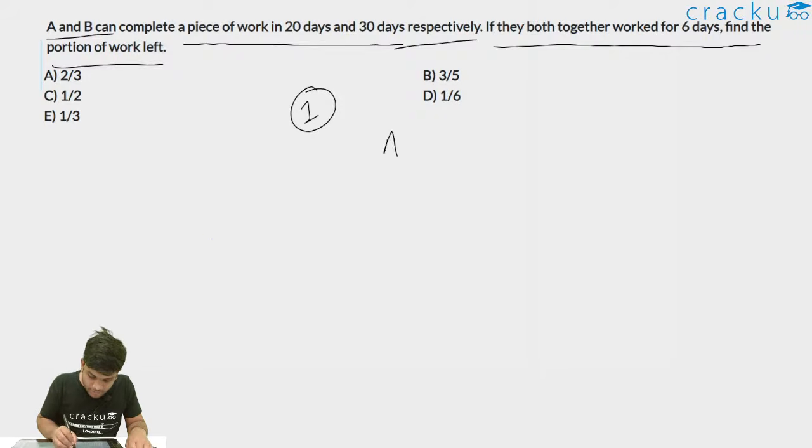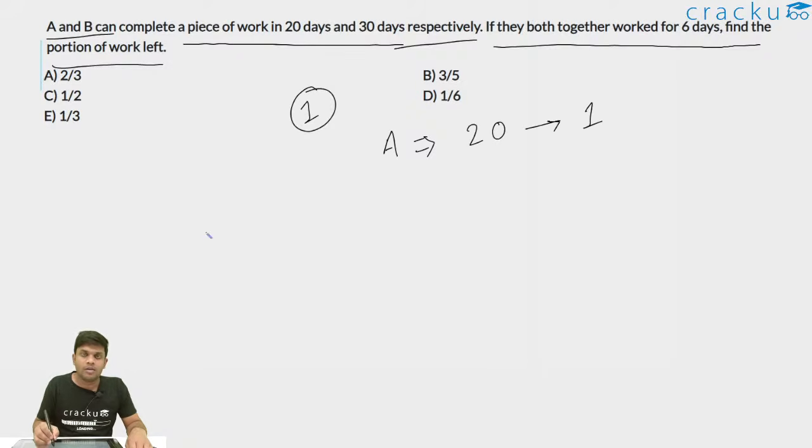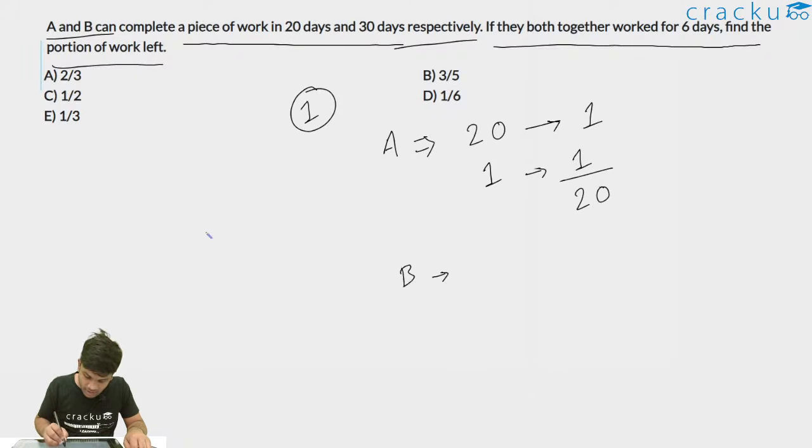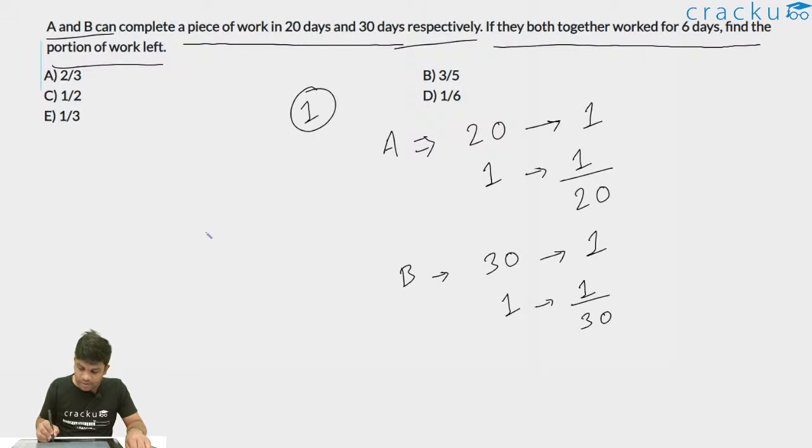So for A, in 20 days he can do 1 amount of work. The total amount of work is 1. So in 20 days, A can do 1 amount of work. So in 1 day, A will do 1 by 20 amount of work. Similarly for B, in 30 days B can complete one amount of work. So in one day B can complete 1 by 30 amount of work.